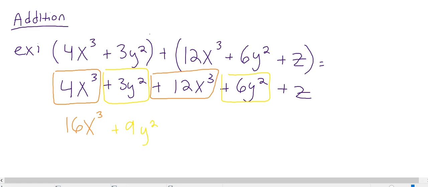And then we have one more term, plus z. We can't add that to anything else, so plus z, and that is the answer to the question.